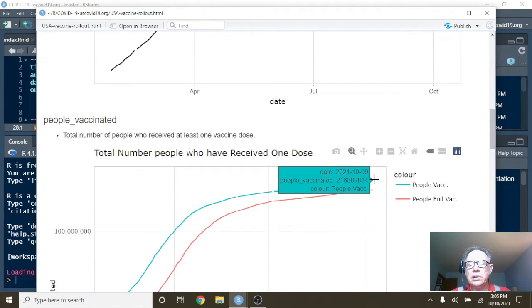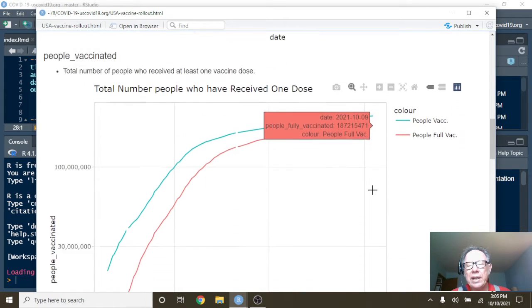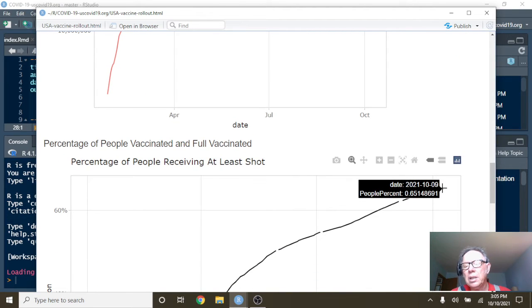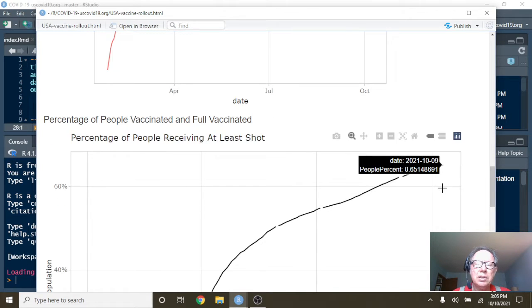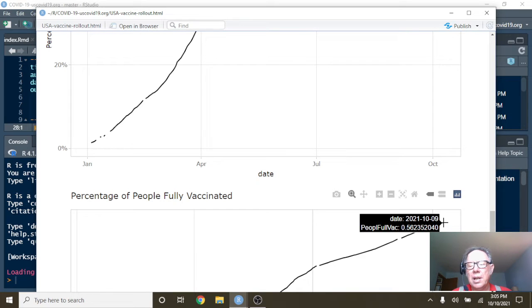Of those doses, 216 million have received a single dose, while 187 million have been fully vaccinated. Percentage-wise, 65.1% of the population has received a single dose, and 56% of the population have received the full dose.